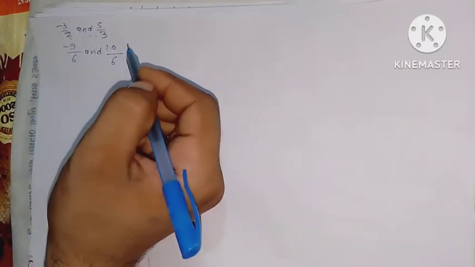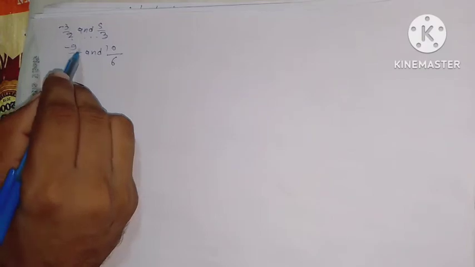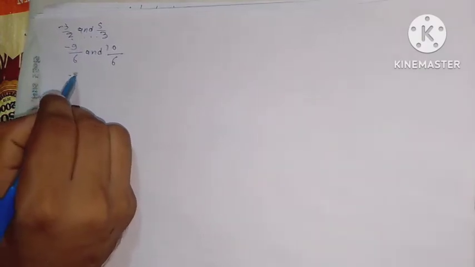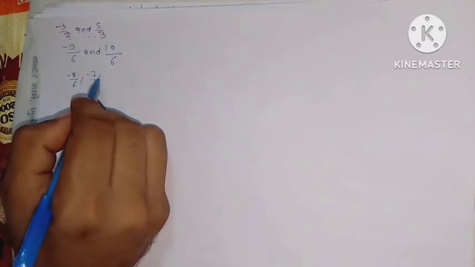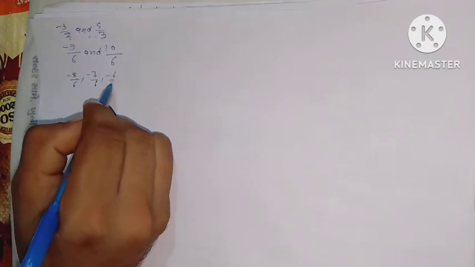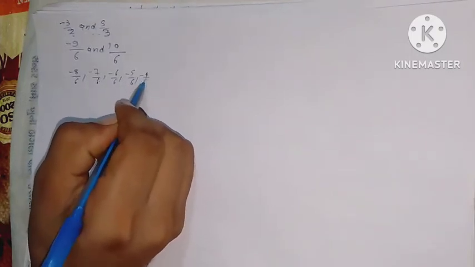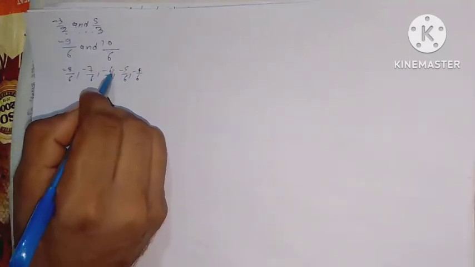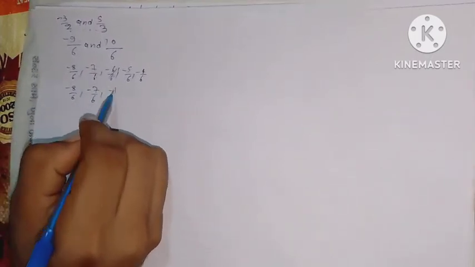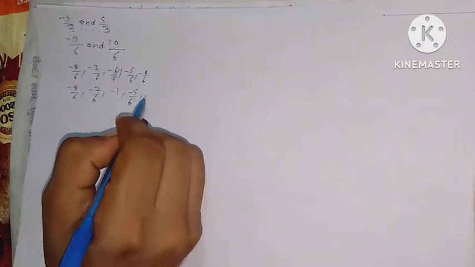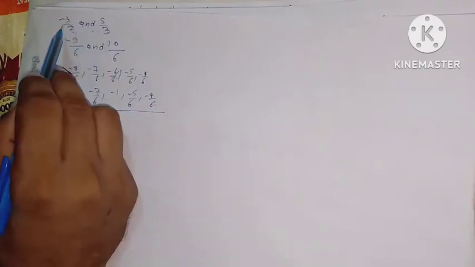But there are 5 rational numbers between these: -9 is less than -8/6, which is less than -7/6, which is less than -6/6, -5/6, and -4/6. Then -8/6, -7/6, -1, -5/6, -4/6 are the 5 rational numbers between -3/2 and -5/3.